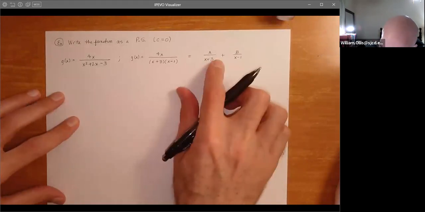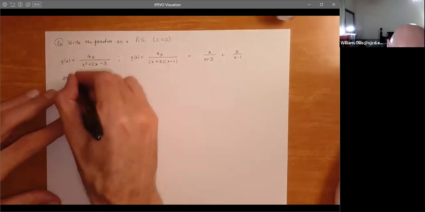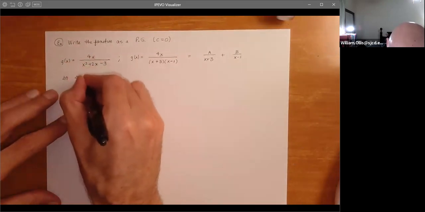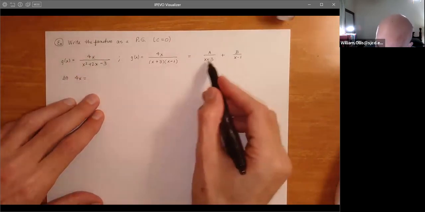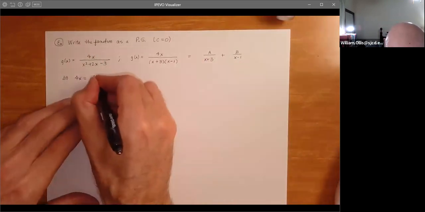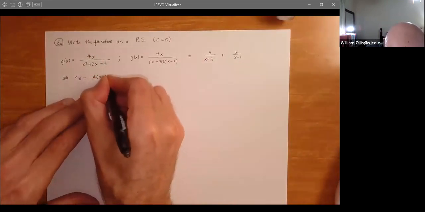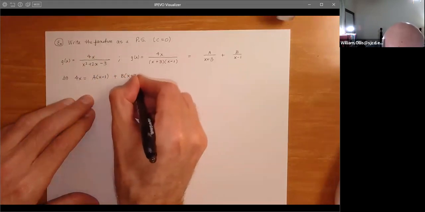So first, let's go ahead and clear the denominators. So equivalently, again, we don't have to take derivatives here. They're not nearly as long-winded as some of the other problems. So again, this will give us a times what? x minus 1 plus b times x plus 3.